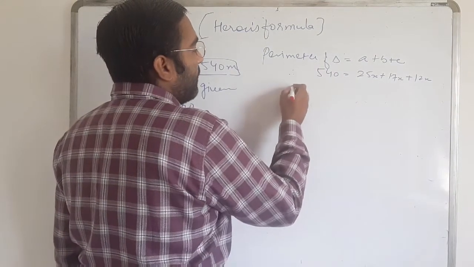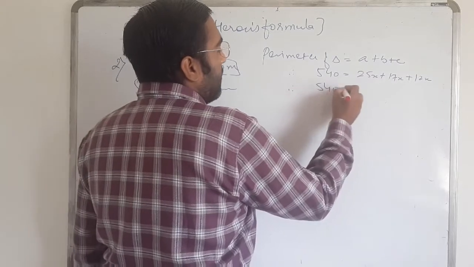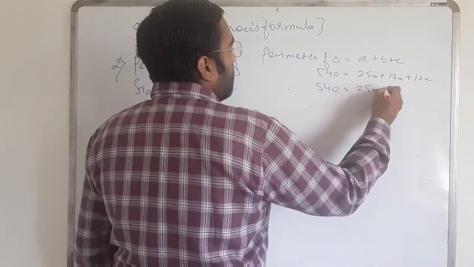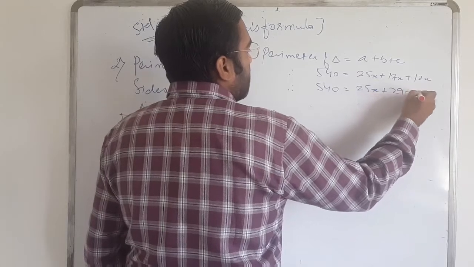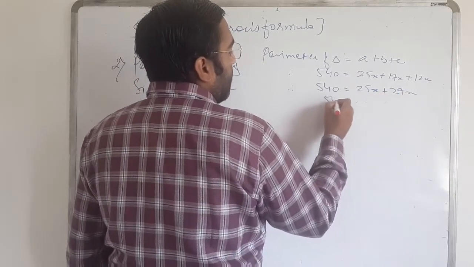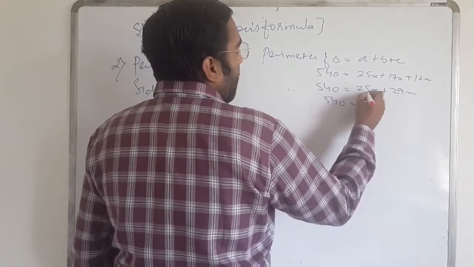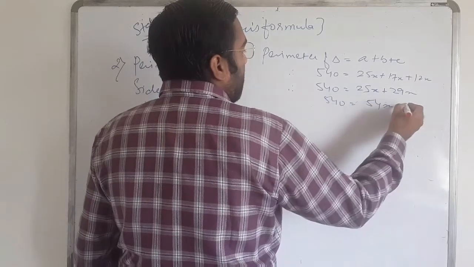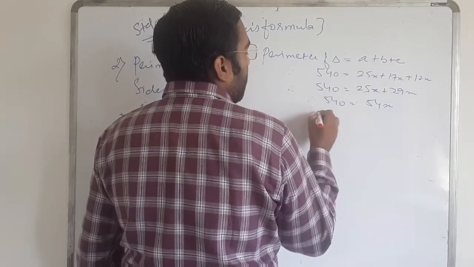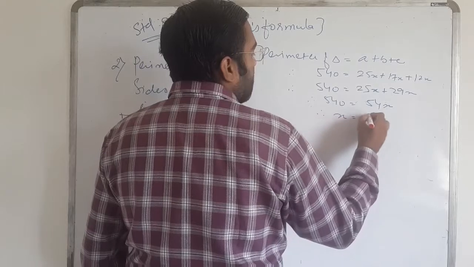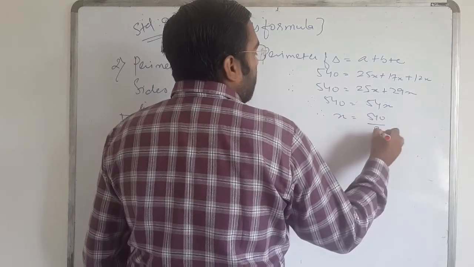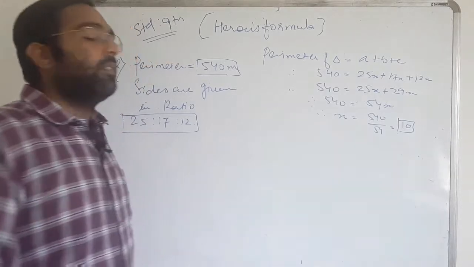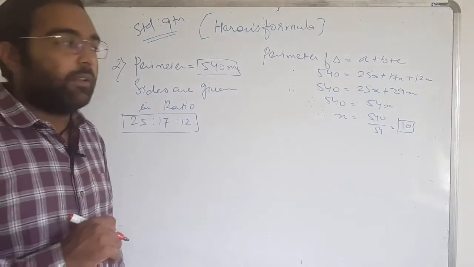Now therefore 540 equals 25x plus 29x, so 540 equals 54x. Therefore the value of x is 540 divided by 54, that is 10. My constant number, which is multiplied with each side, is 10.